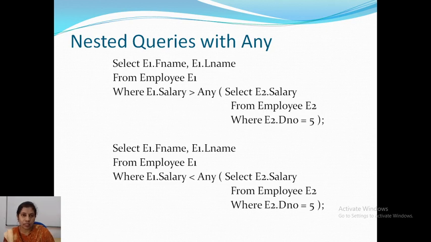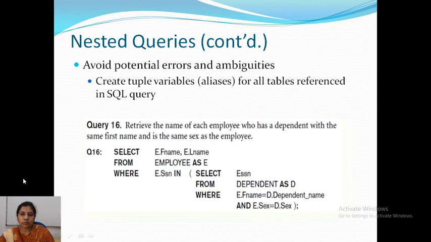That is the difference. Okay, if you use all, it should be greater than every value you have in the list. But with any, if it is greater than any of these values, then that will give you the true condition. So that is the difference between any and all.